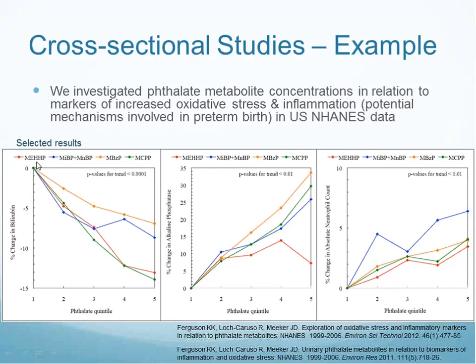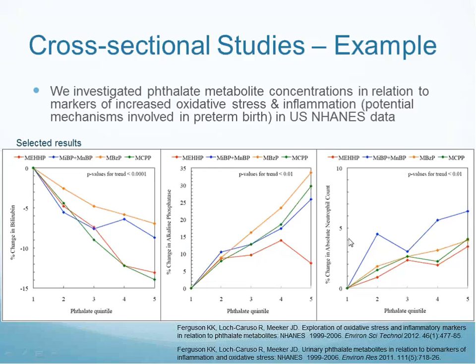And we saw significant declines in bilirubin, which is a decline in bilirubin is thought to potentially be a marker for increased oxidative stress, as are increased alkaline phosphatase and change in absolute neutrophil count. So again, this is just an illustrative example of a cross-sectional study, a little bit more detailed than some of the other surveys cross-sectionally that are done.